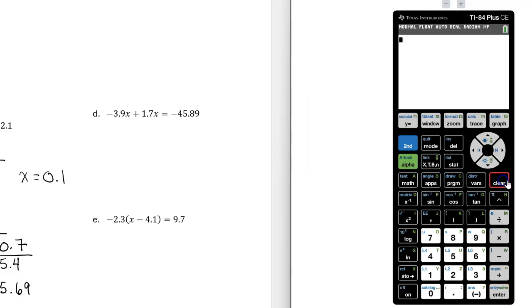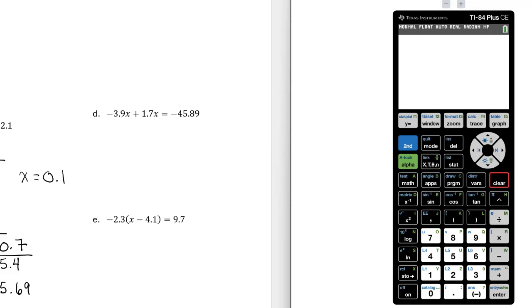Now we're moving to D and E. So go ahead and try these, pause the video, try them. Notice that in D, there's a little bit of simplifying you have to do at the beginning. E, same thing. You have to do some simplifying before you start moving across the equal sign.